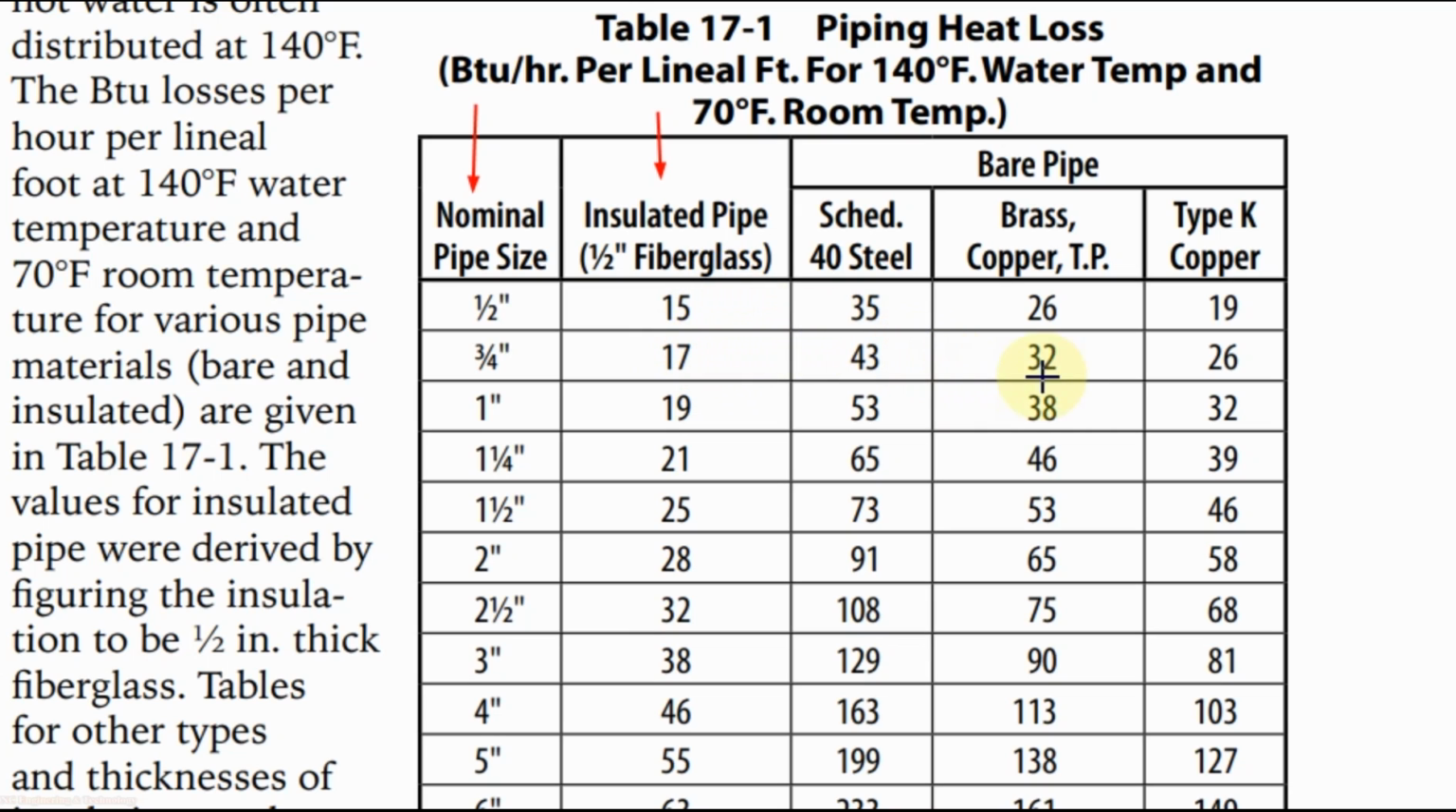If you are not using insulated pipe, then you need to select the heat loss rate from these three columns. If you are using steel pipe, then from here. If you are using brass pipe, then from this column, and for copper pipe type K from this column. As our pipe size starts from 1 inch up to 4 inch, we will select these values.